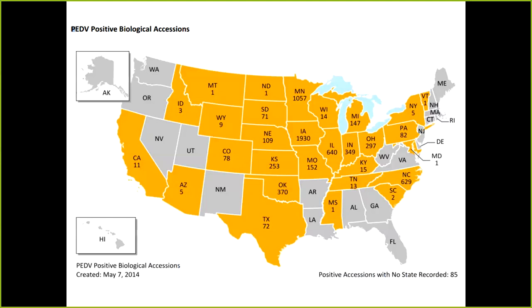Just to take a look at how this all breaks out, you can see Kansas in the middle. We had 253 submissions that are positive as of May 7th this year. And many of those did come from Southwest Kansas that are part of the Seaboard system, which was especially hard hit early on. But as you can look around the country, you can see that it has now become an issue everywhere there are pigs.